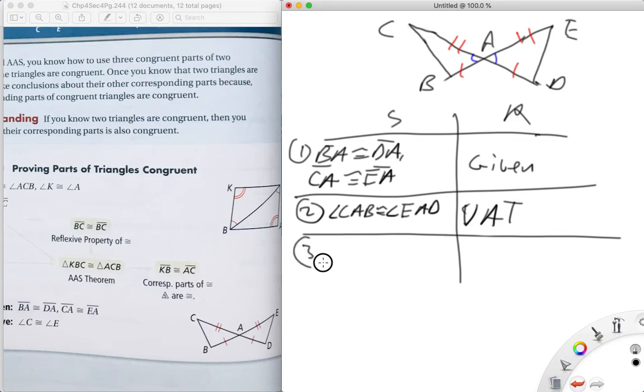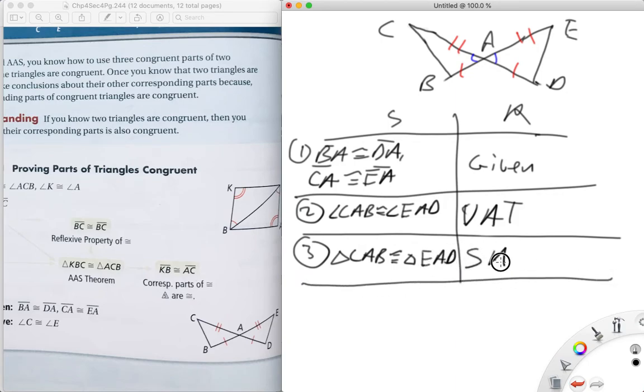Then I can say the two triangles are congruent. Triangle CAB is congruent to triangle EAD because of side, angle, side. Once I've proven the triangles congruent, I can prove any corresponding side or any corresponding angle congruent. So then I can say C is congruent to E, and I can say that because of corresponding parts of congruent triangles are congruent.